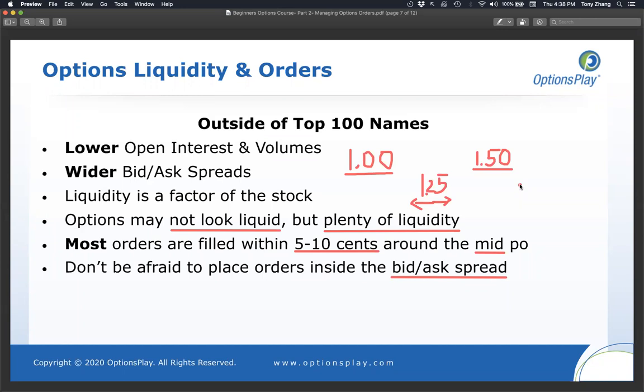I just want to make sure everyone understands that before I move on, that despite the fact that you can see really wide spreads on your screen, you can see open interests that are relatively low and volumes that are relatively low, many times there's plenty of liquidity. You just have to go and seek it out, okay? So if that makes sense to you, please type 3 into the chat window.